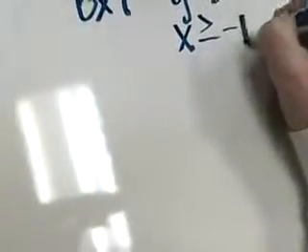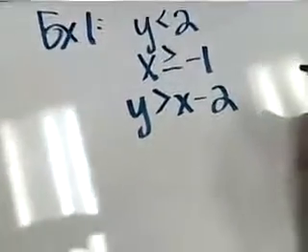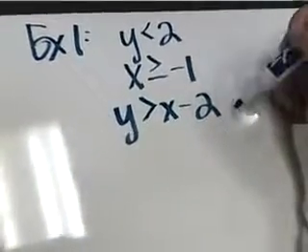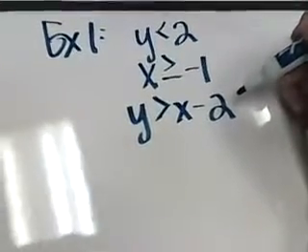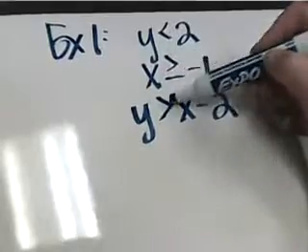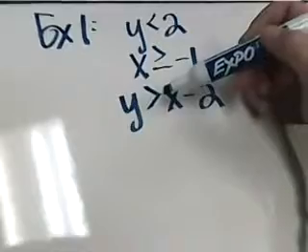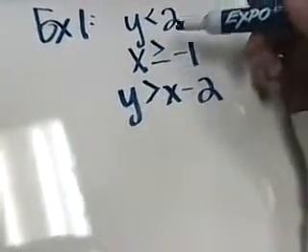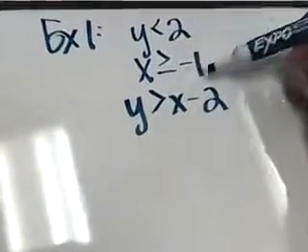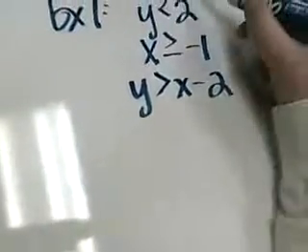Example 1 gives me the system y is less than 2, x is greater than or equal to -1, and y is greater than x minus 2. Our notes remind us to graph each one of these using one of the 4 quick graph methods, remember what type of line we use, and then do shading. In the end, where there is shared shading, meaning where all of the shading coincides, is where our solutions lie.